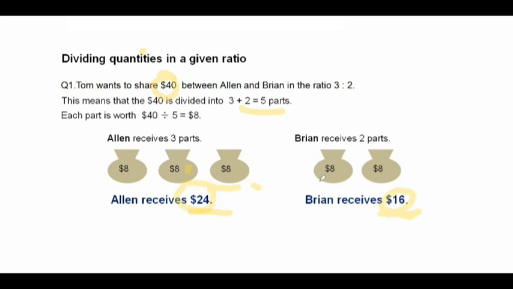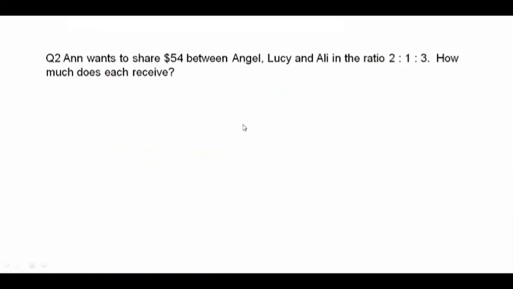Now, what if, children, you have more than 2 friends, it is to be divided among more number of people, then what to do? So let us take another question which is to be divided into more number of parts. Now here is Anne and she wants to share $54 between Angel, Lucy, Ali in the ratio 2:1:3. So if she has to share this in the ratio 2:1:3, the first thing that we have to do is find the total number of parts. So how many parts altogether? Total number of parts are 2 plus 1 plus 3, which is 6 parts.